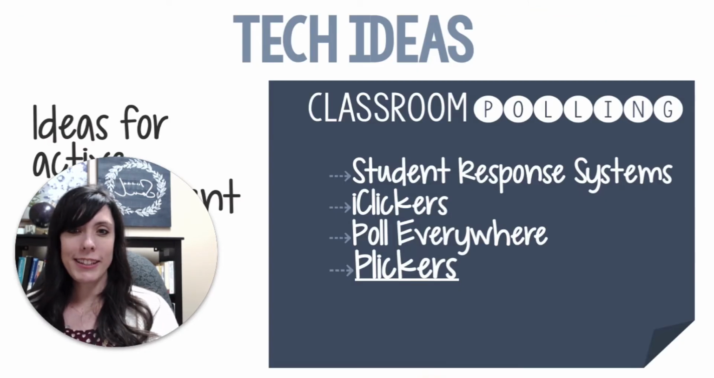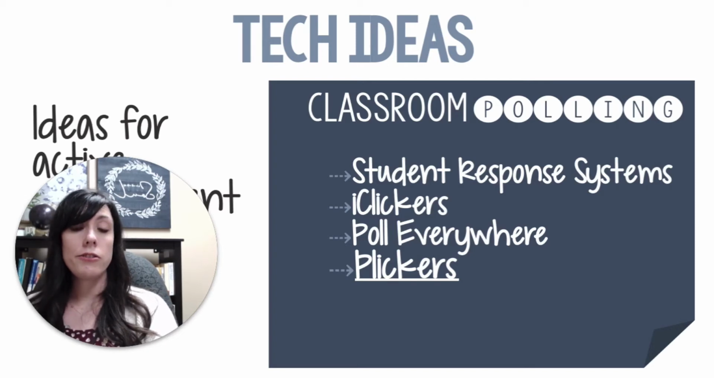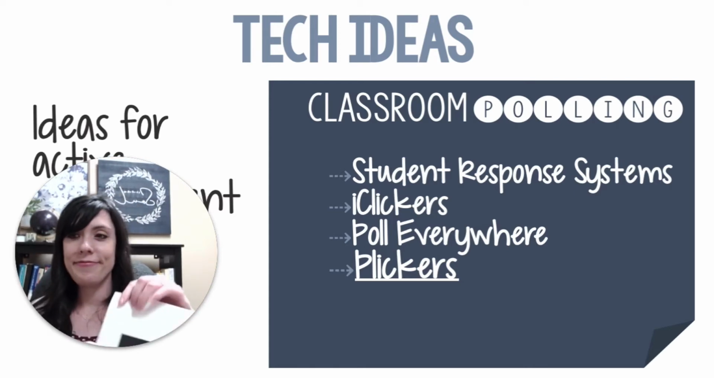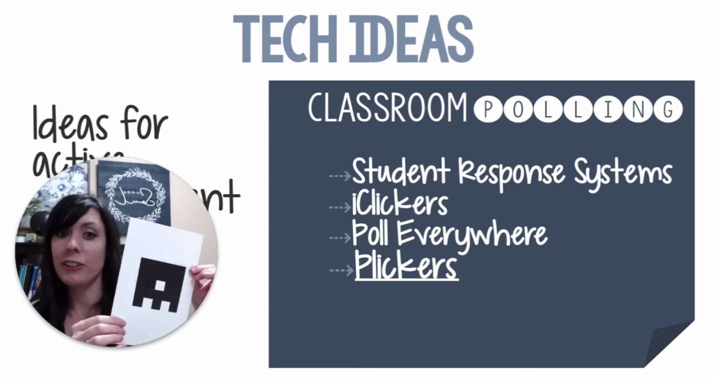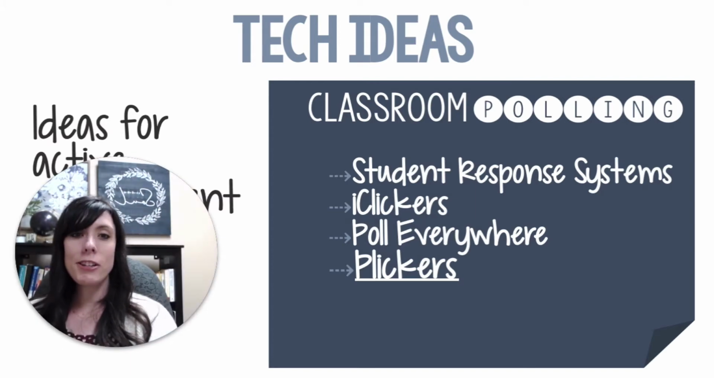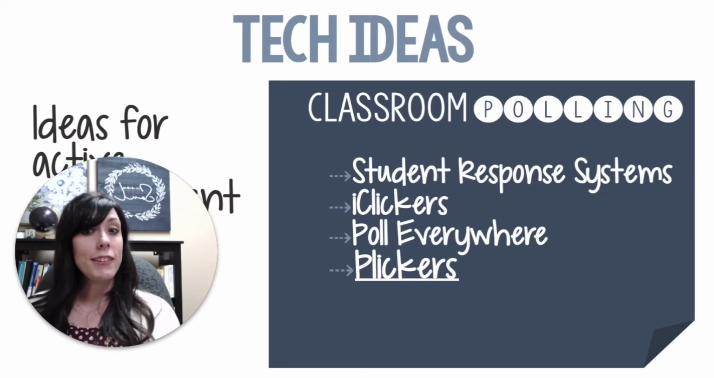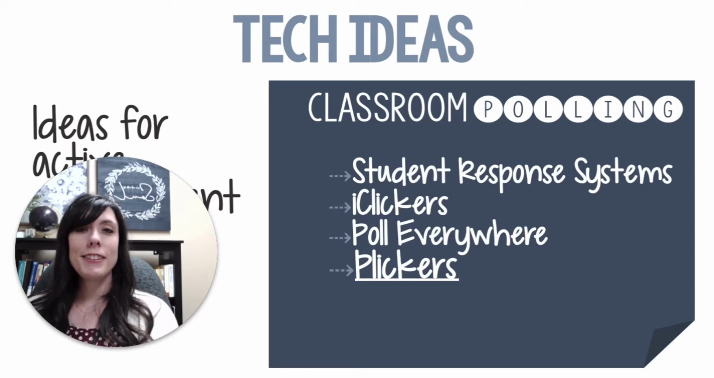So another idea, as an alternative to a student response system, is to use something called a Plicker. And a Plicker is a paper clicker. See this here? This is a paper clicker, or Plicker. It's an image similar to a QR code on a piece of paper that can be scanned by a tablet or smartphone. Teachers ask students questions that they have entered on the Plickers website or on an app, and students give their answer with their paper clicker.